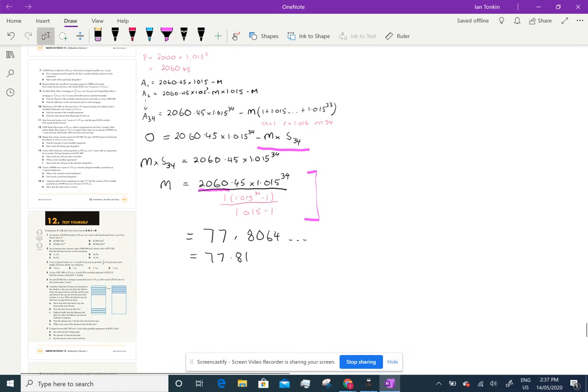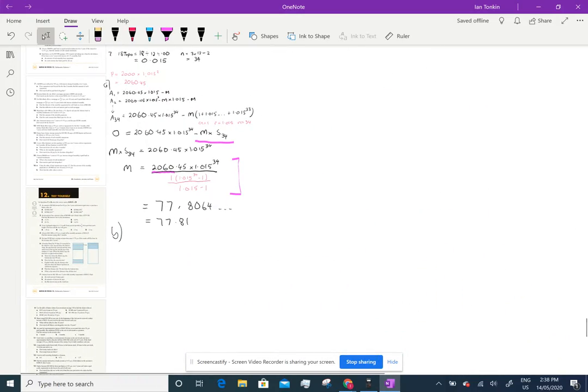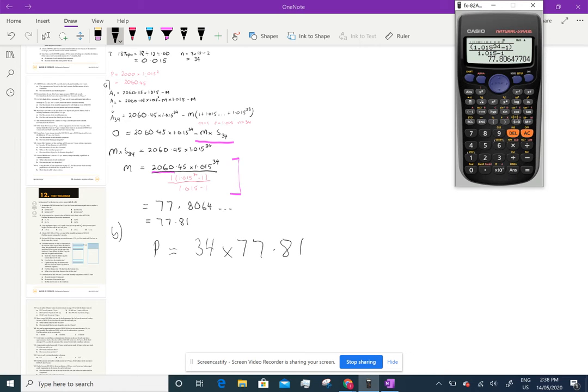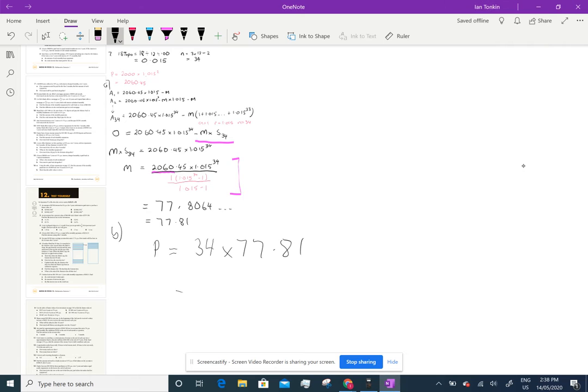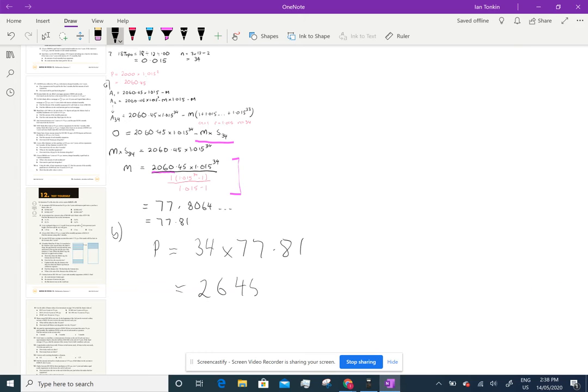So let's go. Part B. And this is the only difference. Come here. So that was A. And B was, and this is so easy, how much will be paid back altogether? They're trying to get you to understand how much you're paying. So you're paying back 34 of those monthly repayments. 34 times 77.81. I've still got that in my calculator, so I'm just going to go times 34. $2,645.42.